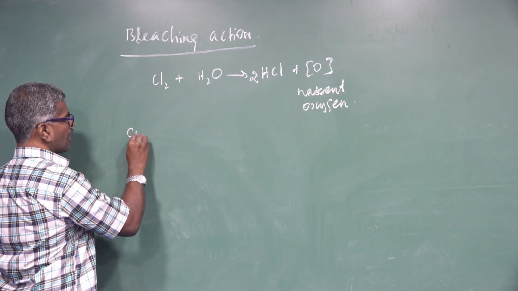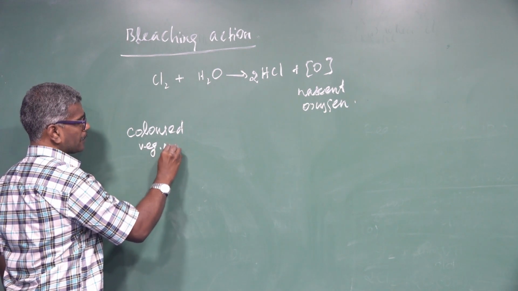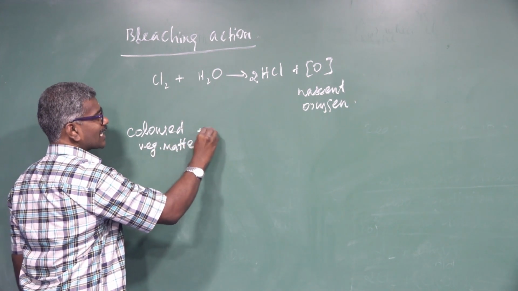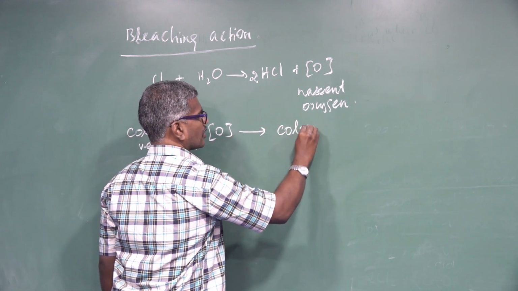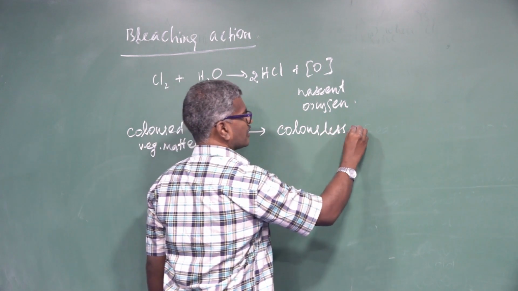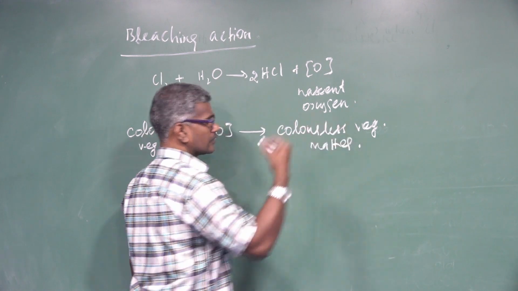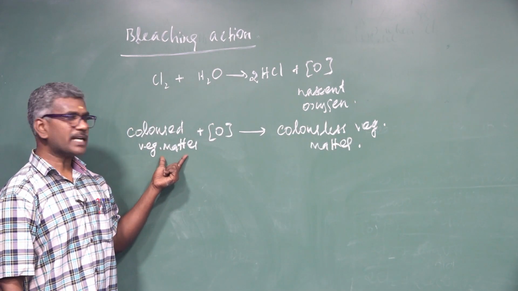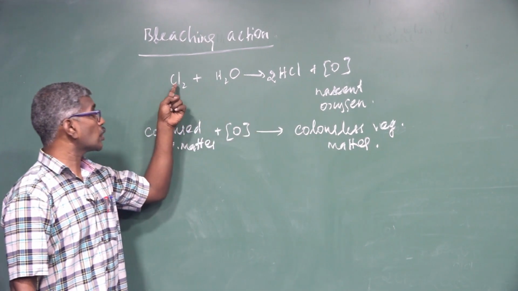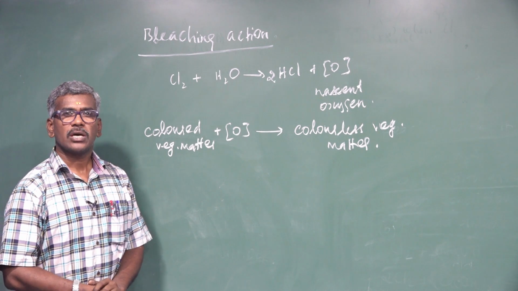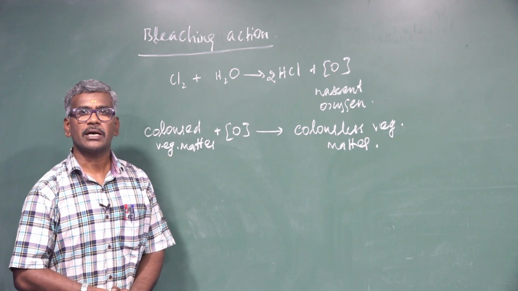For example, colored vegetable matter reacts with the nascent oxygen and forms colorless vegetable matter. A colored vegetable matter reacts with the nascent oxygen to form the colorless vegetable matter. So chlorine acts as a bleaching agent. Chlorine is a powerful oxidizing agent and bleaching agent. This is an important property.